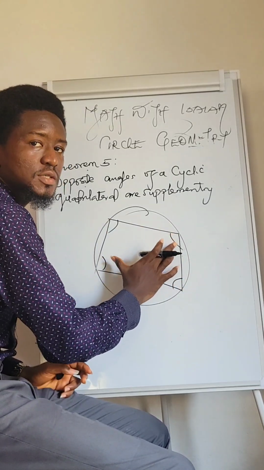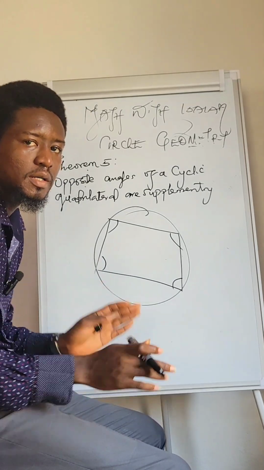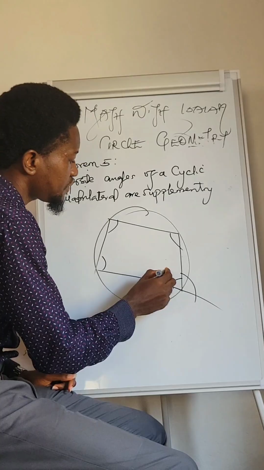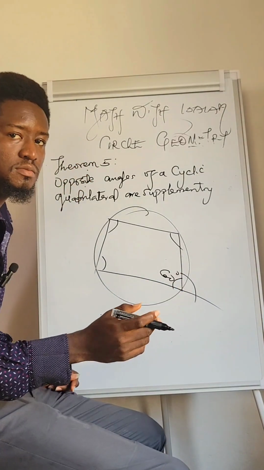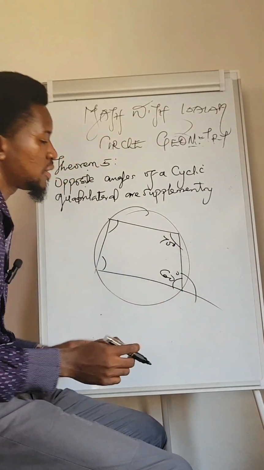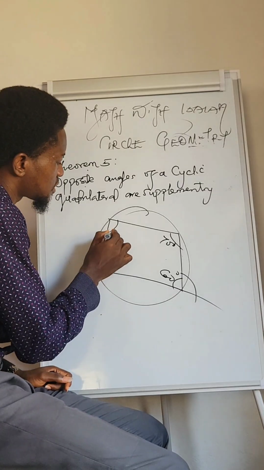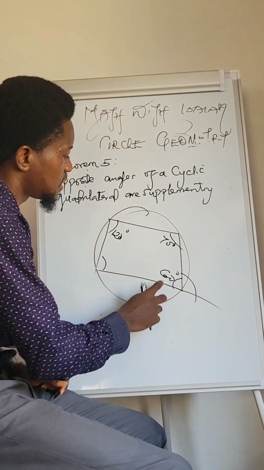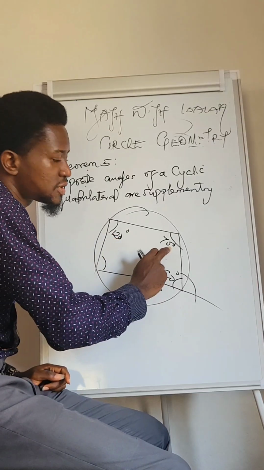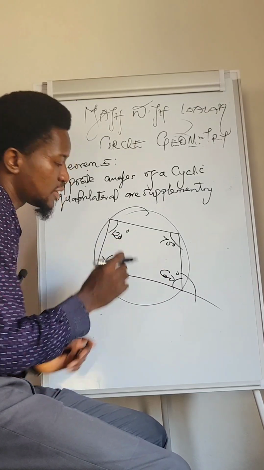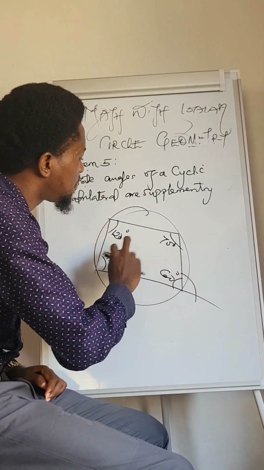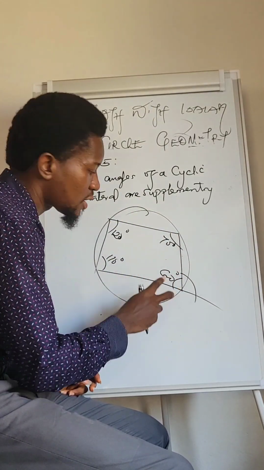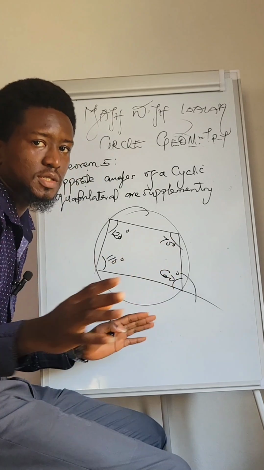So it's saying opposite angles in a cyclic quadrilateral are supplementary. So for instance, let's say you're given here to be 60 degrees, and you're given here to be 70 degrees. Automatically, that lets you know that this is 120, supplementary angles, because when you add them together, you must get 180. So if this is 60, this has to be 120. If this is 70, this has to be what? 110 degrees. So this is what it means. Opposite angles in a cyclic quadrilateral are supplementary. I hope that clears it.